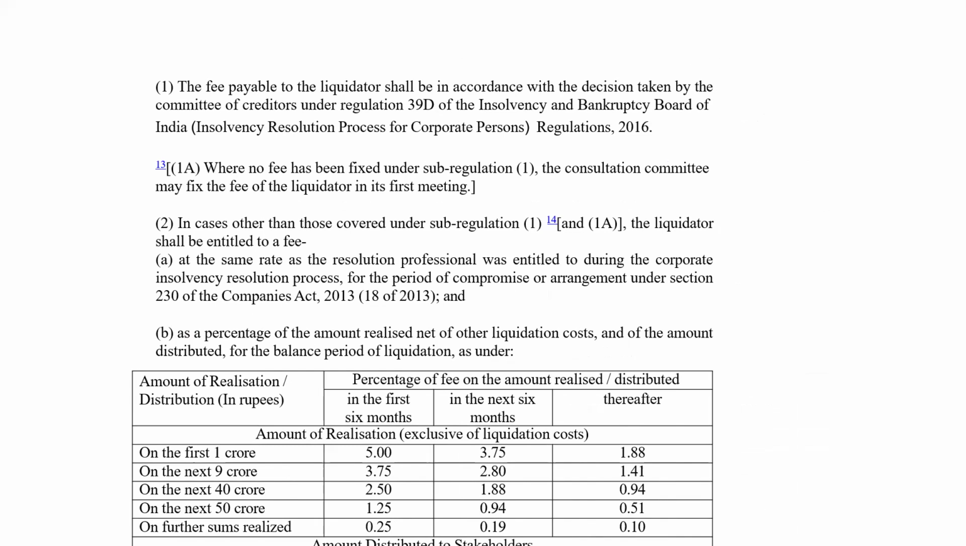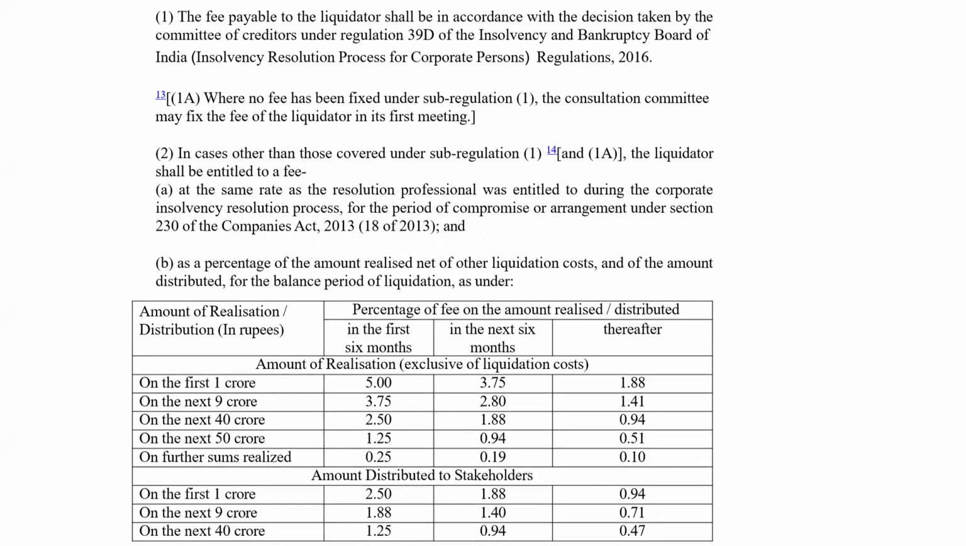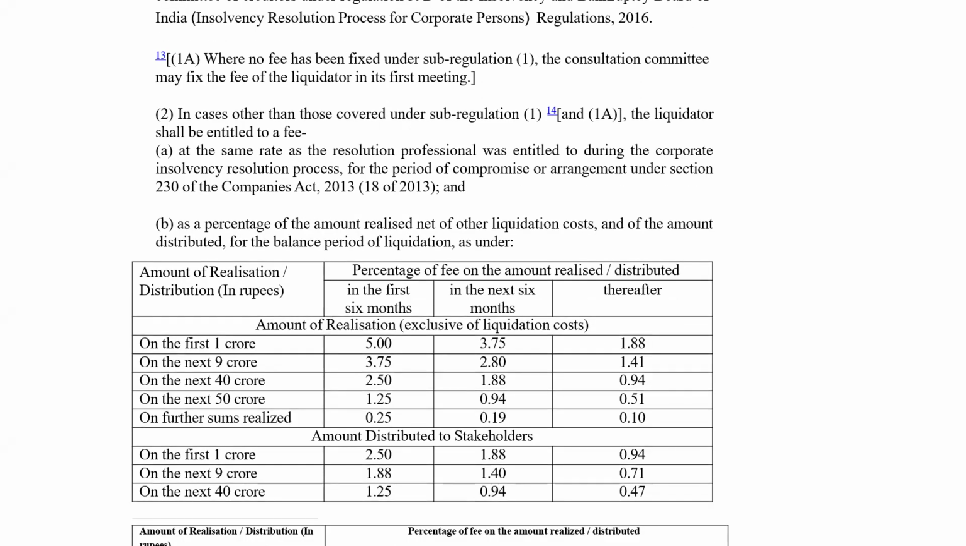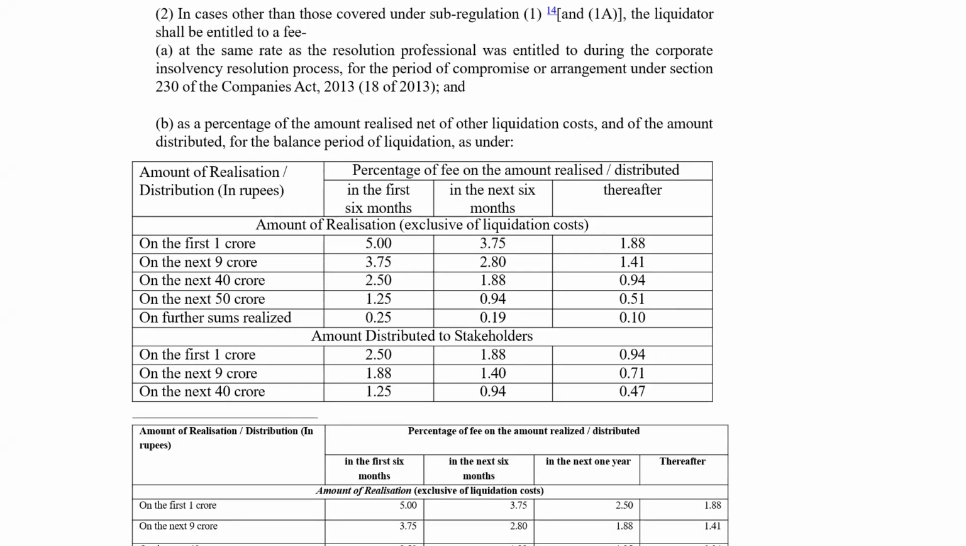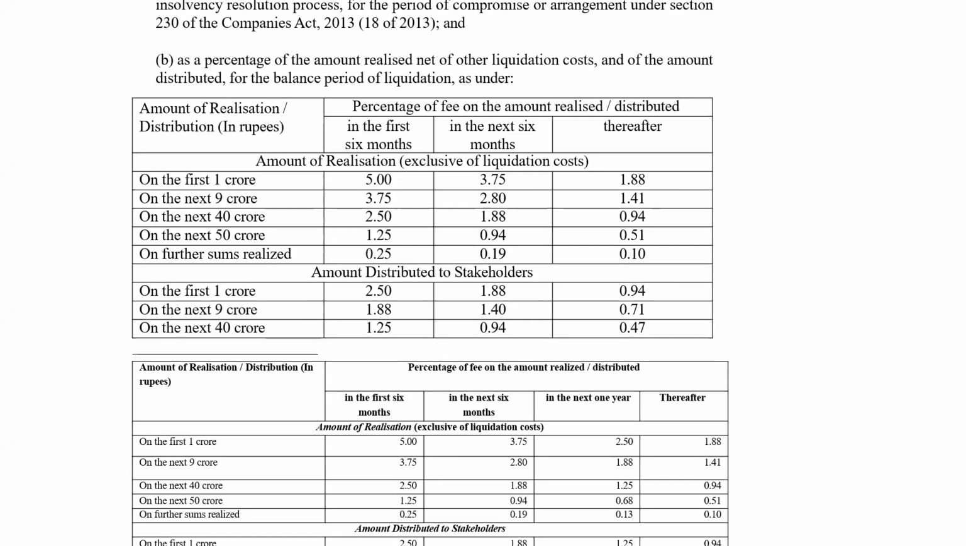So when the COC took a decision to liquidate, they asked the RP what fees he will be charging if he is appointed as a liquidator. Second, if it is not decided at that time, then the consultation committee will fix. And in case it's neither decided by the COC nor by the consultation committee, then this is the rate chart as per which fees will be paid. For the period during compromise arrangement, he will be paid the same fees as he was being paid as RP. ठीक है, so this is the distribution.